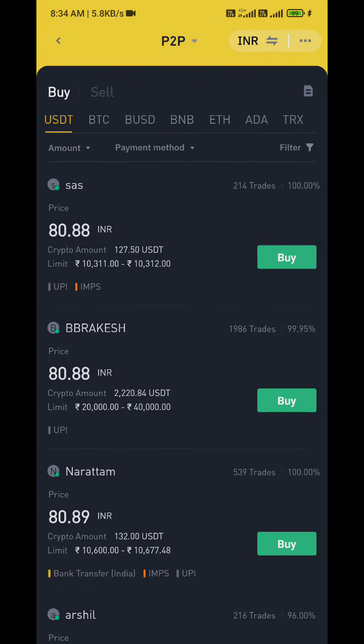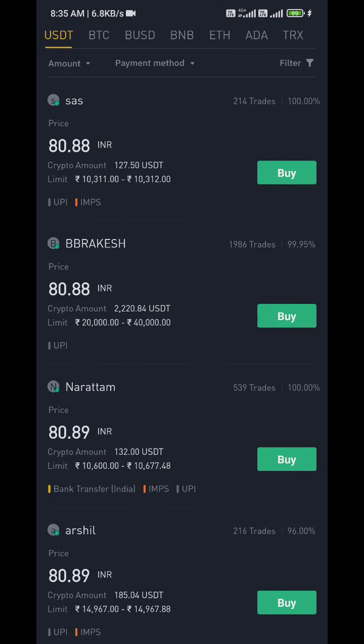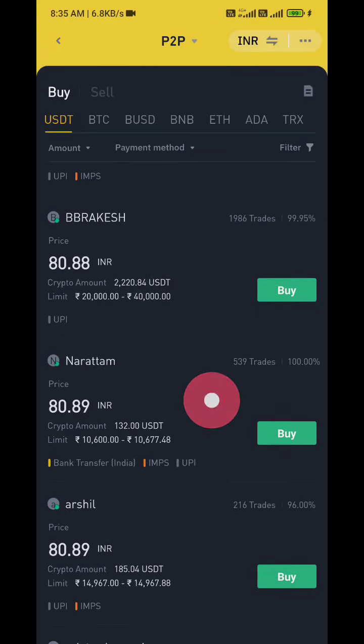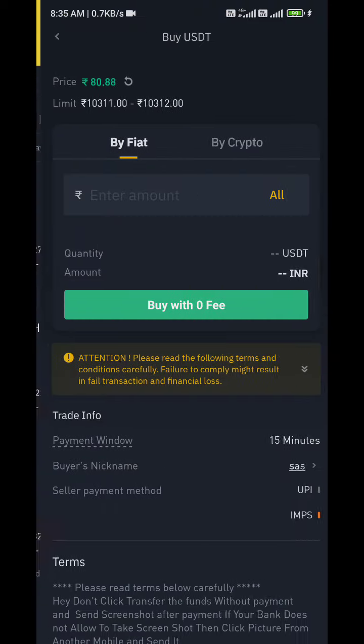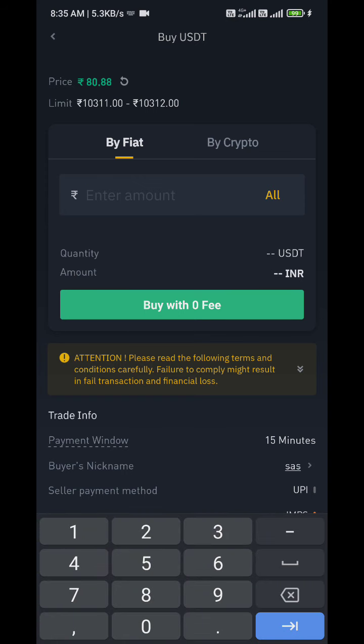First you need to buy BUSDT. So just look at which seller is selling at the cheapest price. The cheapest price in the buy option shows at the top of the page. So just click buy and enter your Indian currency amount, for example 2000 or 3000. Here the minimum is 10,000. The seller is only selling at a minimum of 10,000.